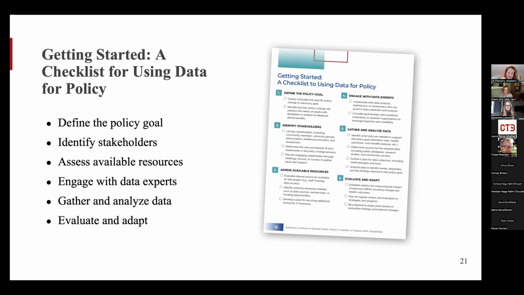Once you've made that list, determining the role and interest of each stakeholder in the policy change process will help you develop how to approach them. That piece we talked about, understanding where they're coming from and what's relevant to them, plays into this. Then plan to engage with those stakeholders through meetings, forums, or surveys to gather input and support. Again, back to pulling your stakeholders together and forming a strong narrative through workshops, forums, and town hall meetings, really gathering everyone together.